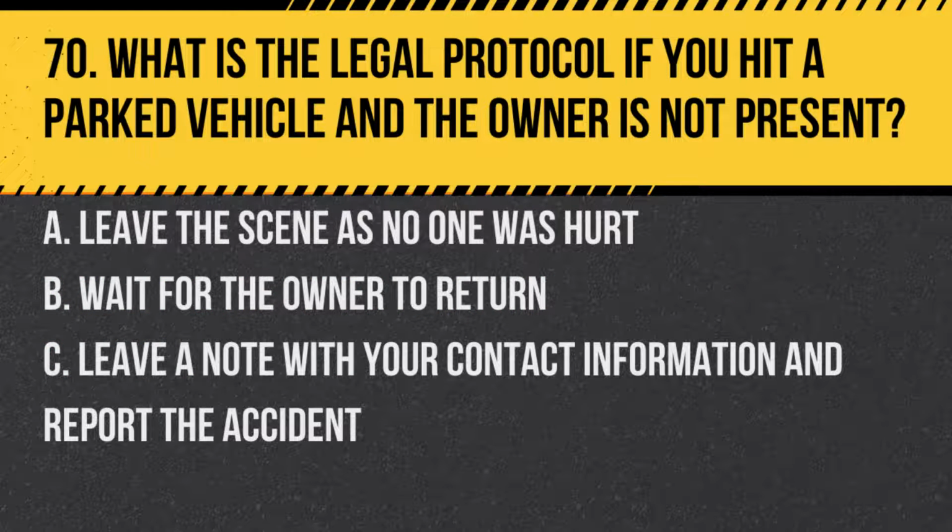Question 70. What is the legal protocol if you hit a parked vehicle and the owner is not present? A. Leave the scene as no one was hurt. B. Wait for the owner to return. C. Leave a note with your contact information and report the accident. Answer. C. Leave a note with your contact information and report the accident. It's important to provide your details and document the incident.